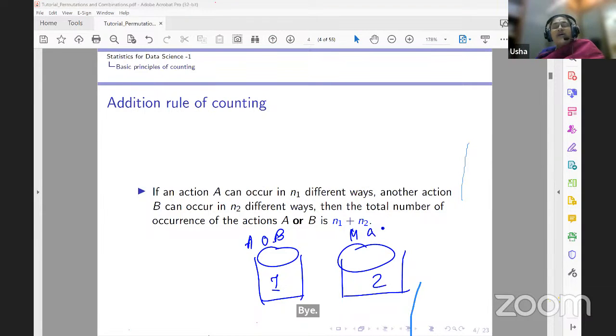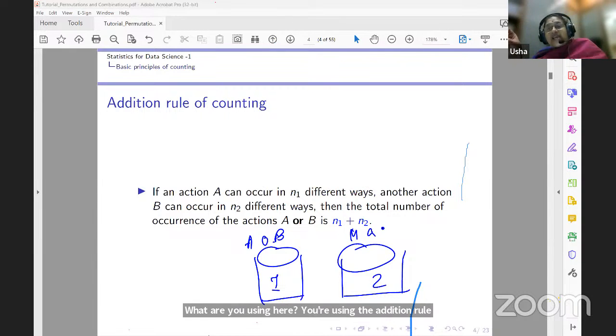But why 5? What are you using here? You're using the addition rule of counting. I can choose from the first basket in 3 ways, in the second basket in 2 ways. So together, and these are independent, I can do it in 5 ways.